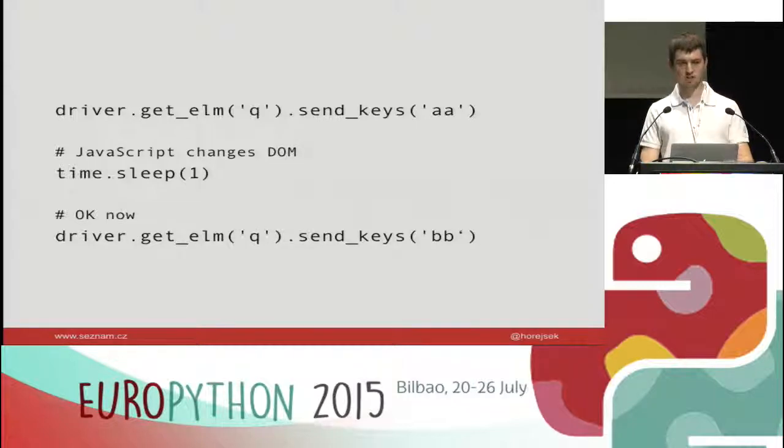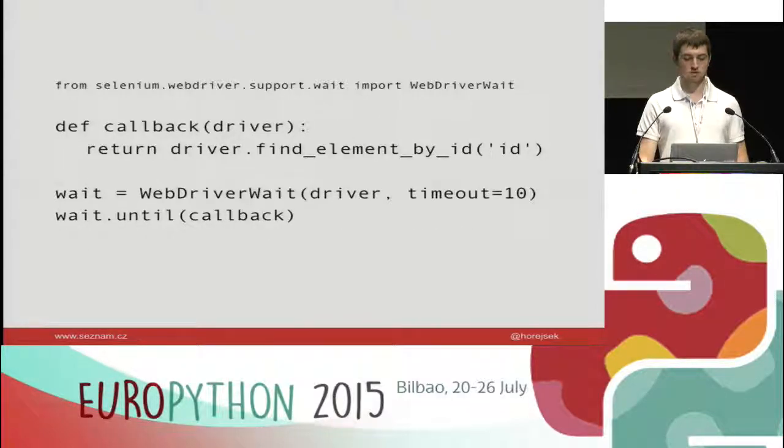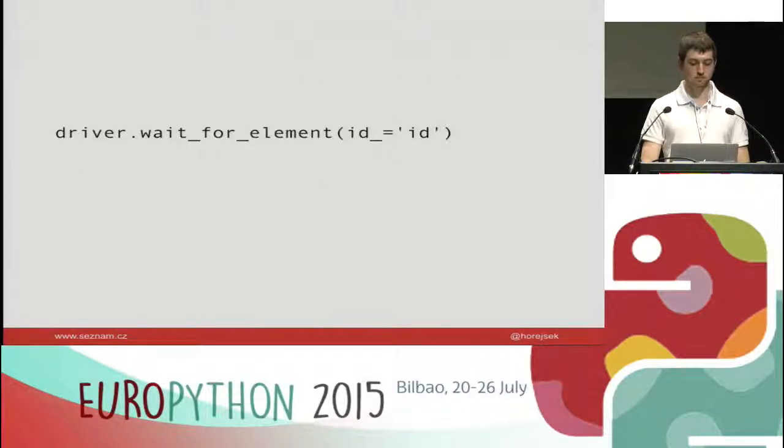In that example there is another very, very bad thing, and it's time.sleep. You don't want anything like this in your test code, because what if it takes a longer time? It will fail, because you want to wait for some action, but it will not be there. For that, there is wait machinery in Selenium. You can use it like this, but you have to wait for elements a lot, because there is a lot of JavaScript and you always want to wait for something. So I made it simple again, just wait for element and that's it.